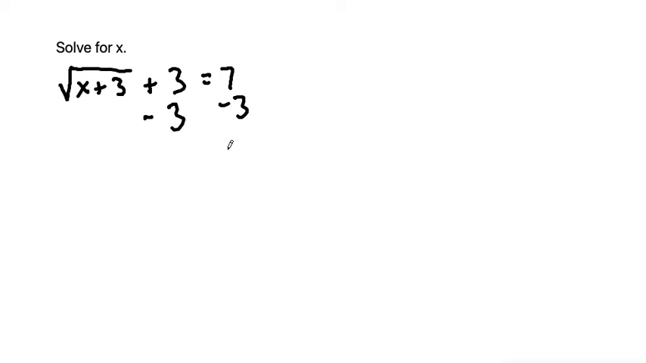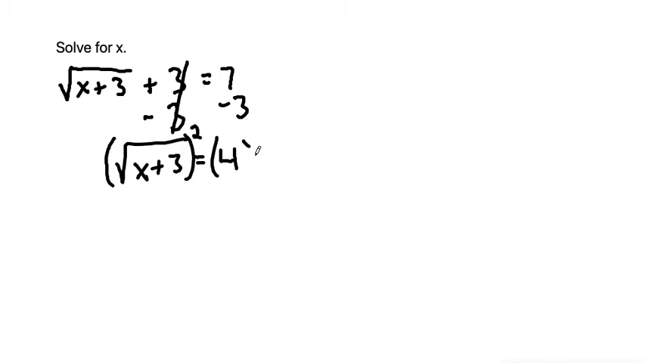We can subtract 3 on both sides to cancel out the plus 3 and leave us just with the square root of x plus 3 is equal to 7 minus 3, which is 4. Okay, so from here, now that we have isolated the square root on one side of the equal sign, we can square both sides because the square cancels out the square root. That leaves us with x plus 3 on the left side, and 4 squared is 16.